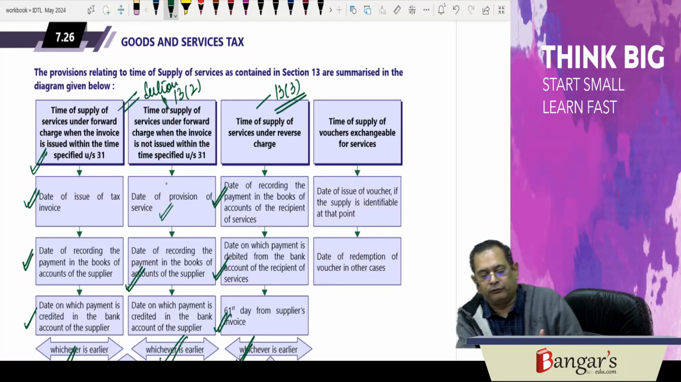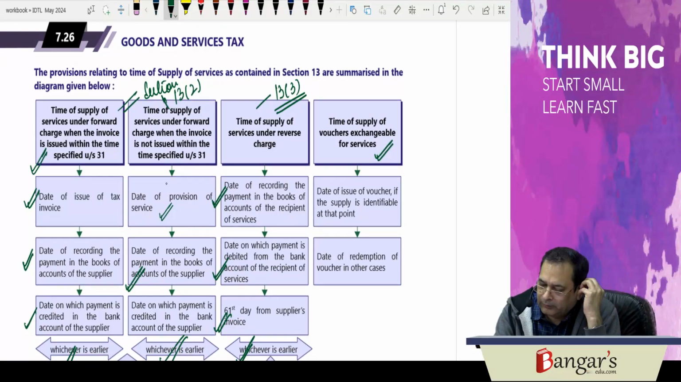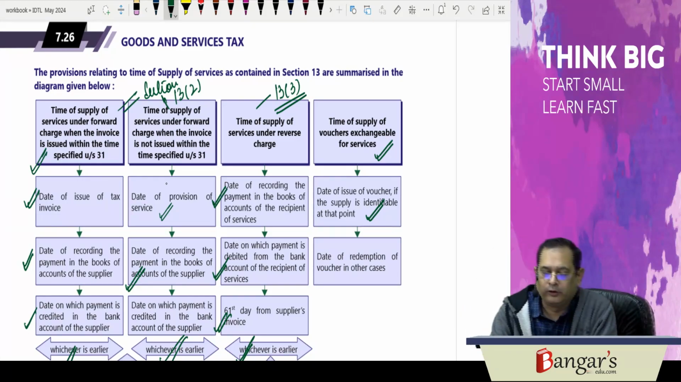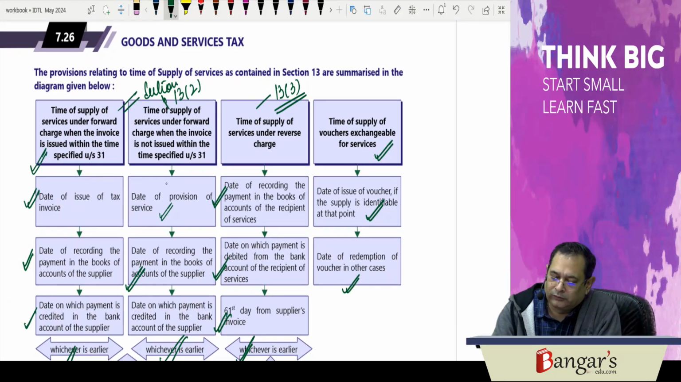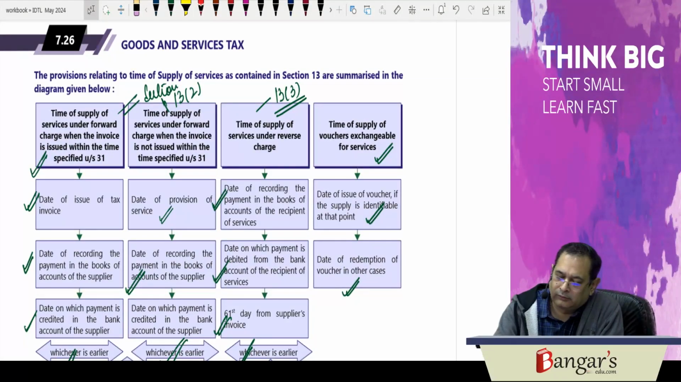Then time of supply of vouchers exchangeable for services. It is the date of issuance of voucher if supply is identifiable at that point, or date of redemption of vouchers in other cases. That is 13(4).